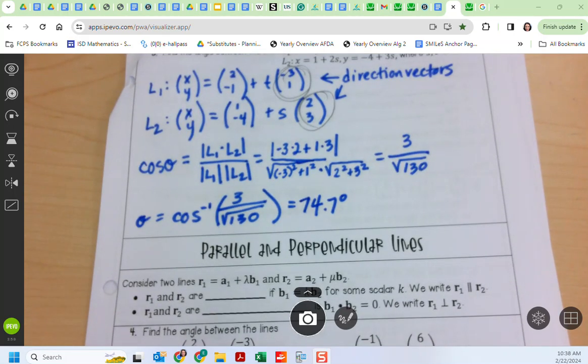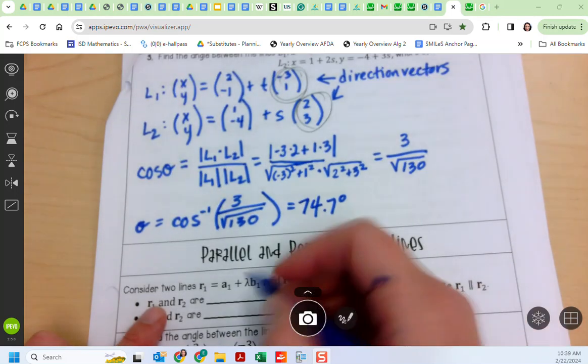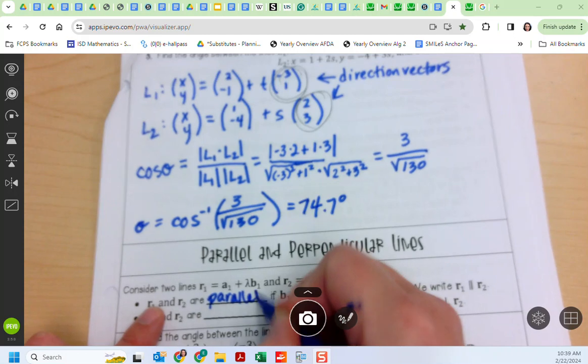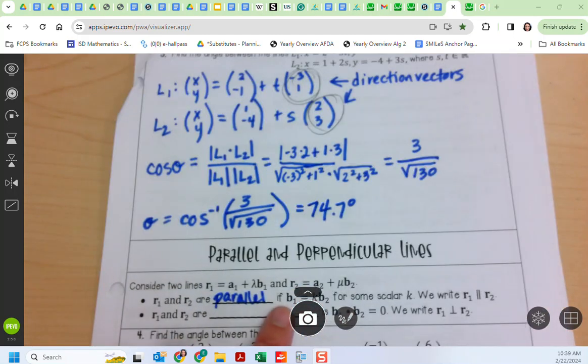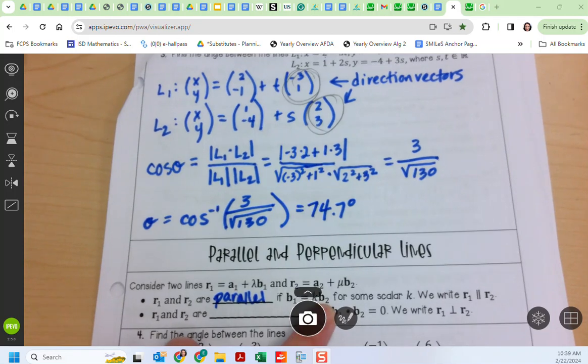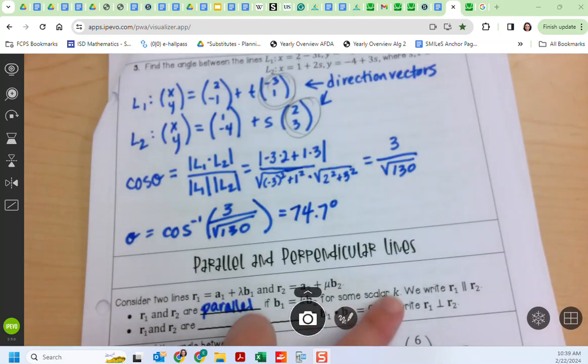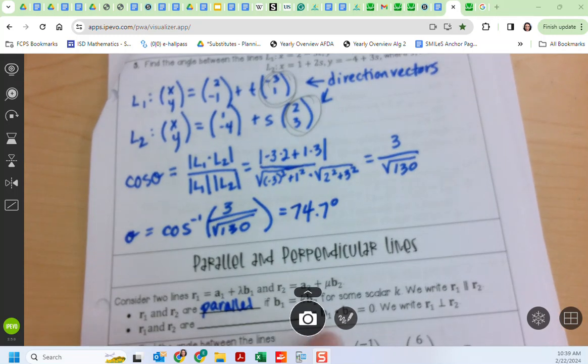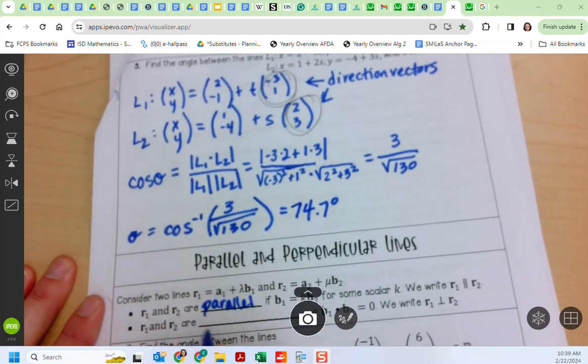Okay, reviewing parallel and perpendicular lines. Two vectors are parallel if one of them is some constant times the other one. It says scalar k, so it has to be a constant number. And then they're perpendicular if their dot product is 0.